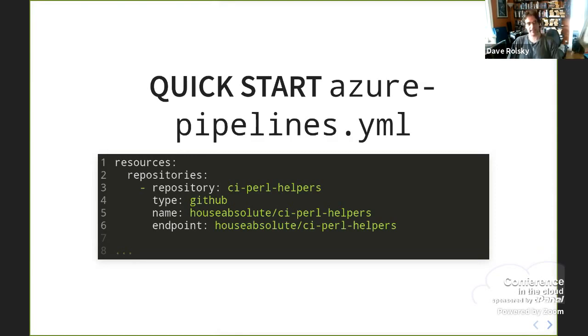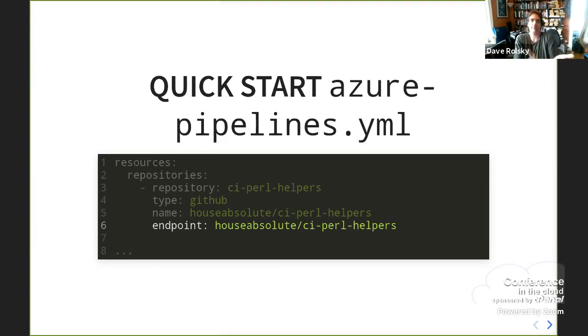So this is the opening stanza. You have to declare that you're using this other repository. Specifically, you have this name and this endpoint. They can be different. The name is the name of the repo, in this case on GitHub. The endpoint is the service connection name.